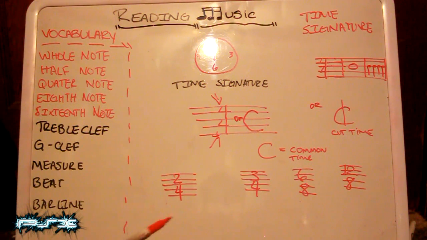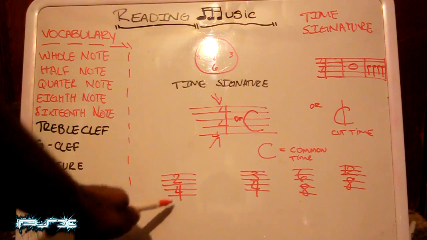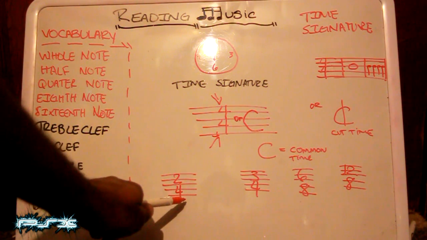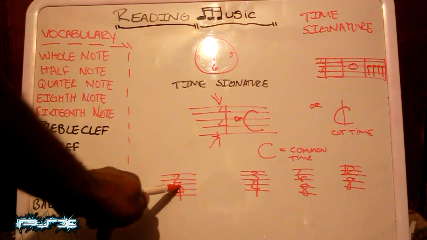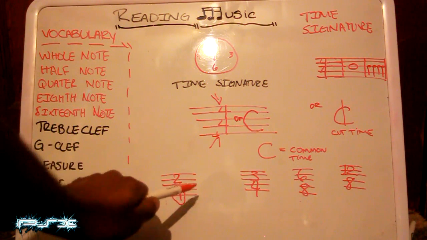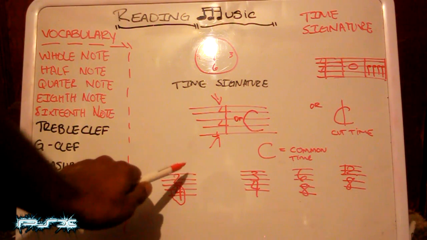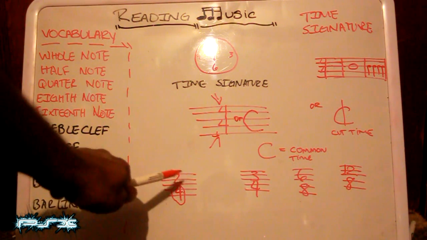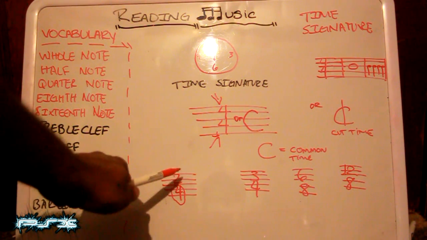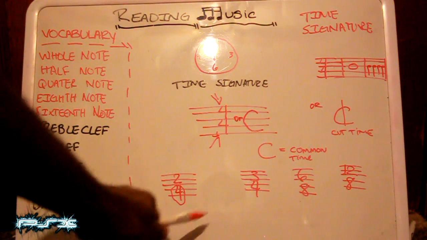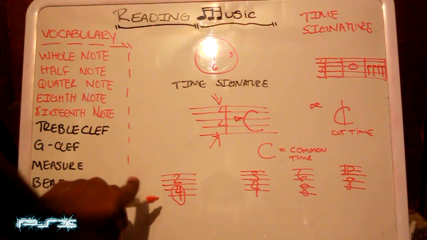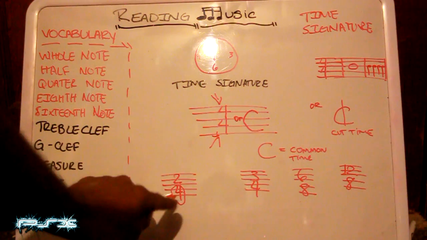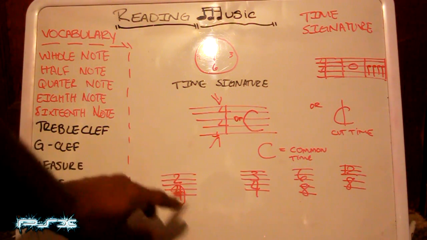It's even hard for me to remember sometimes, but the bottom number is probably the hardest number you're going to have to remember. It's basically telling you which note appears this many times per measure. So 4 stands for the quarter. So 2 quarter notes per measure.